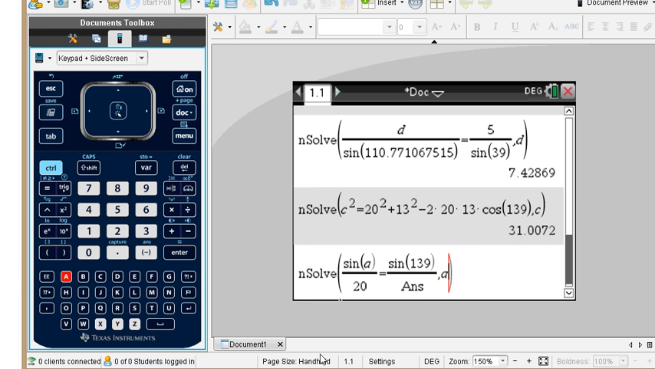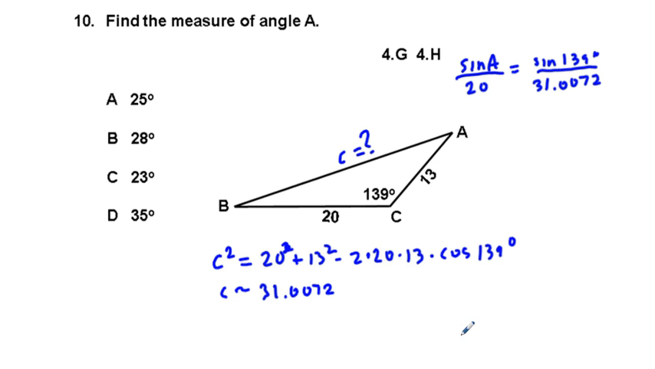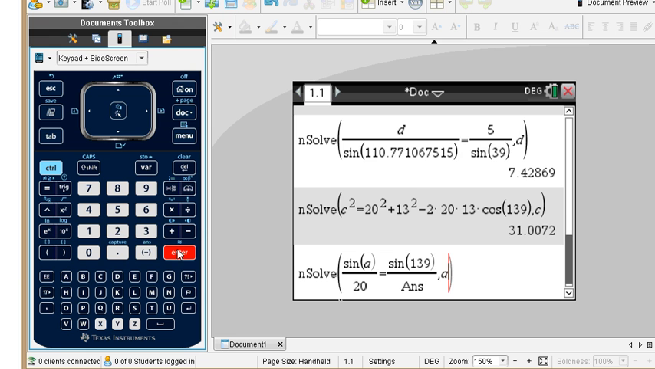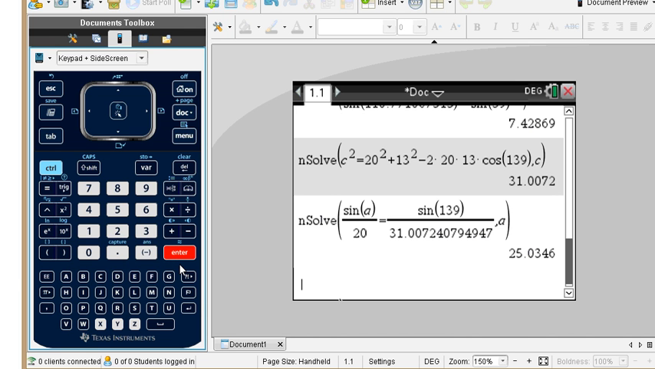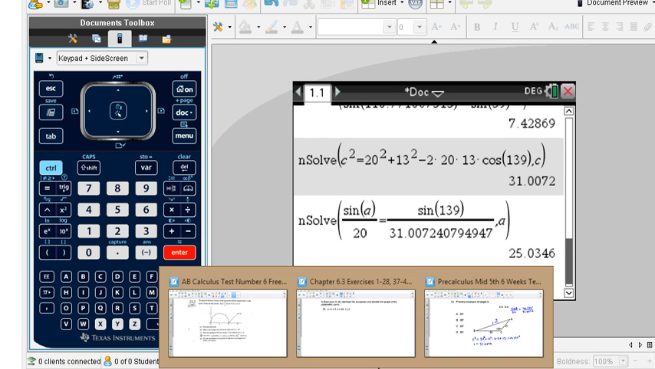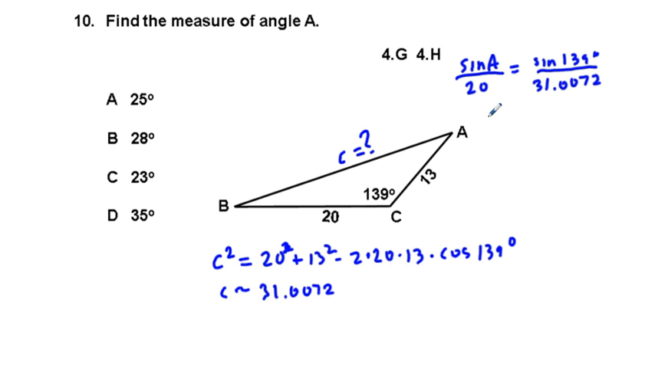I want to make sure this is right here before I press enter. Sine A over 20. Yeah, okay. That should be right. Okay, press enter. We get 25.03 degrees. And that's closest by far to answer choice A.